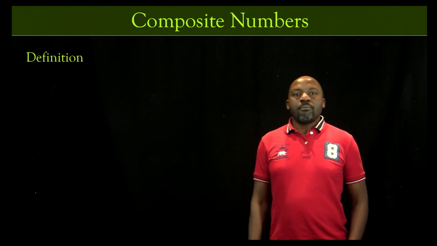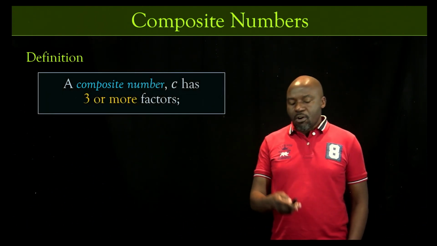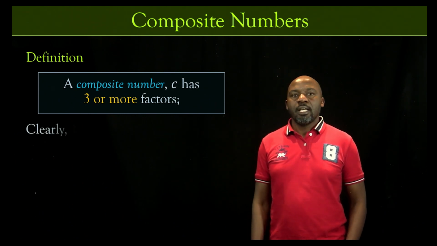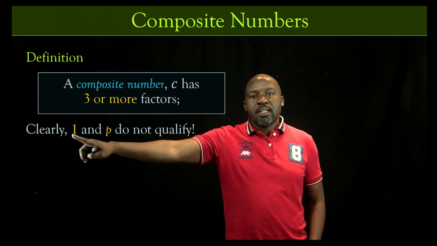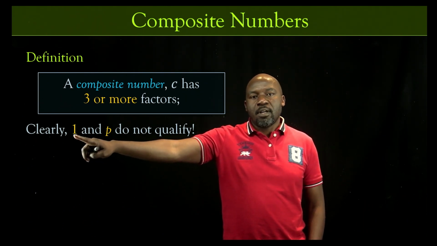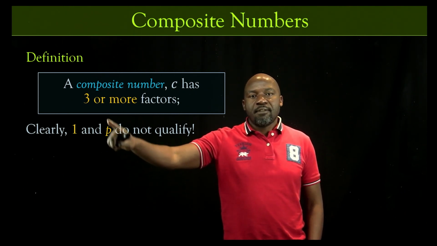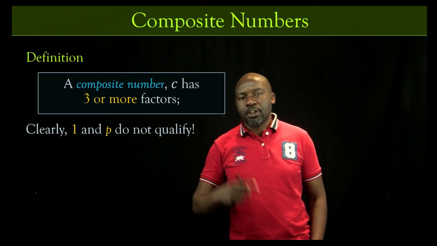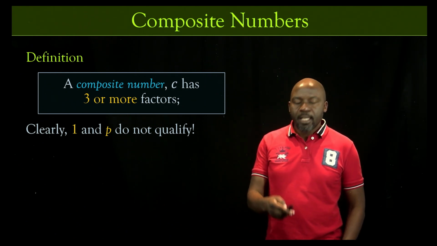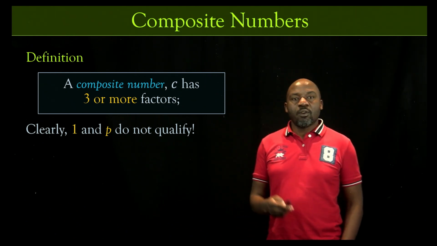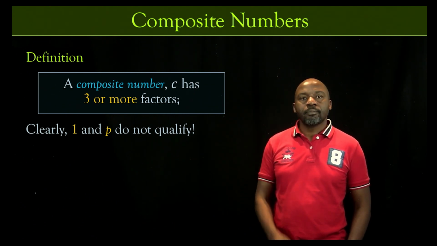So by definition, a composite number, which we will symbolize by letter C, has 3 or more factors. Clearly 1 is not a composite number, because it does not have 3 or more factors. And a prime number is not a composite number because a prime number will only have 2. So if it has only 2, then it cannot be a composite number. So all numbers other than 1 and prime numbers can be referred to as composite numbers.